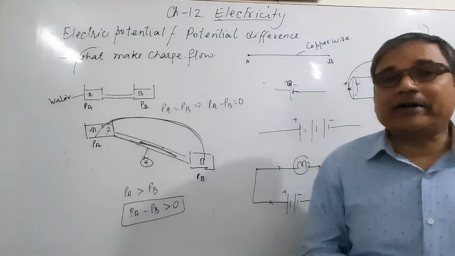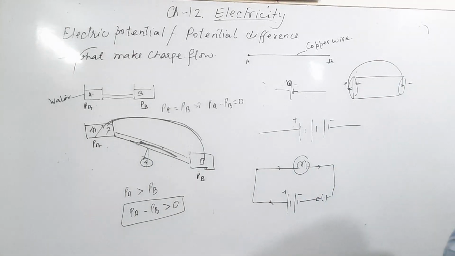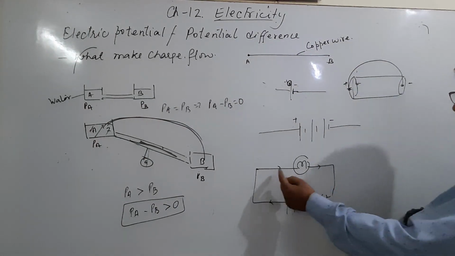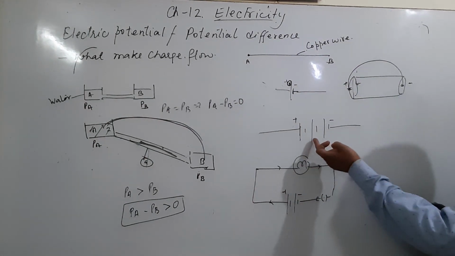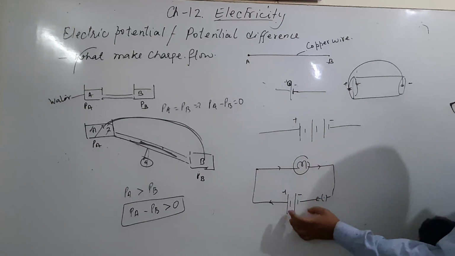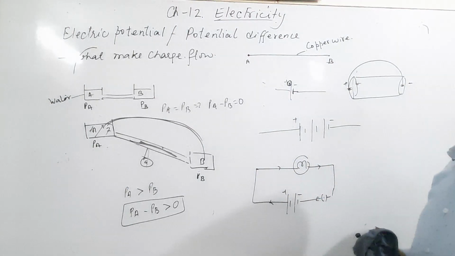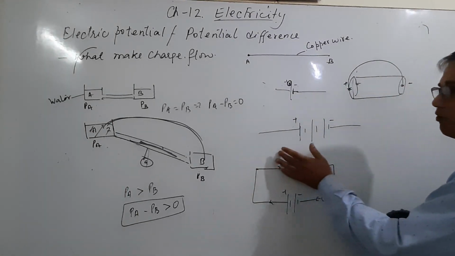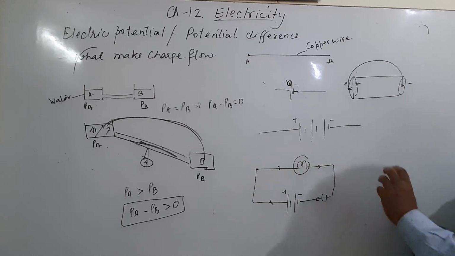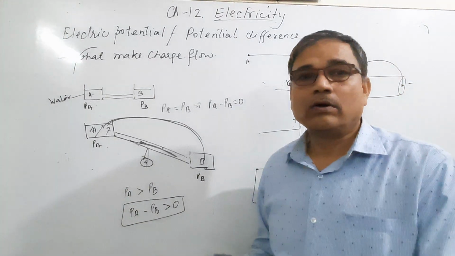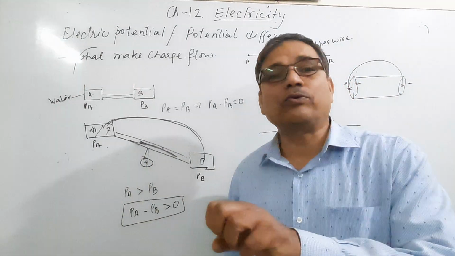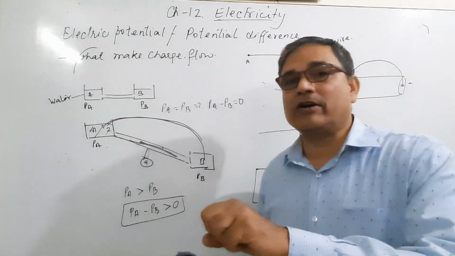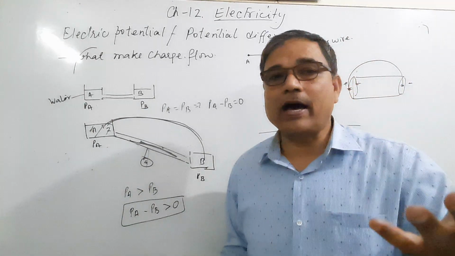When a battery, which is a combination of two or more cells, is connected to the electric circuit, it will create more potential difference, due to which the electrons will be in motion. When electrons are in motion, charge will flow. What is the cause of charge flow? What is the cause of electric current? Only the presence of the battery, which creates the potential difference, that is, the source of energy.